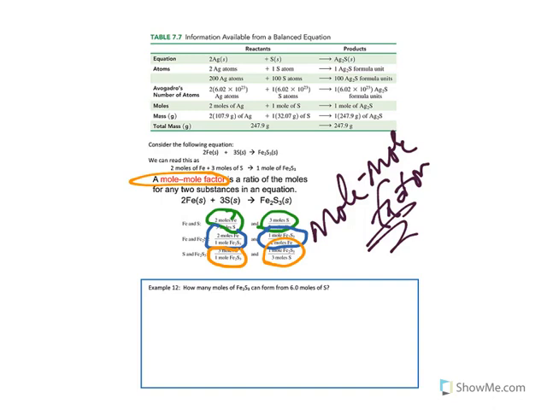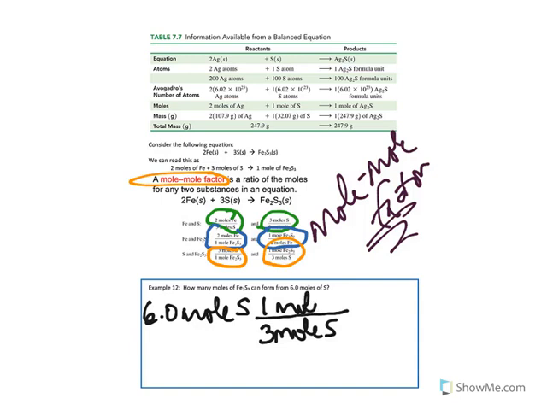So, how many moles of Fe2S3 can form if you have 6 moles of sulfur? Well, if you have 6 moles of sulfur, how many moles of Fe2S3 can you make? Well, let's take a look at our mole-mole ratio. Our mole-mole factor says that for every 3 moles of sulfur, we get 1 mole of Fe2S3.